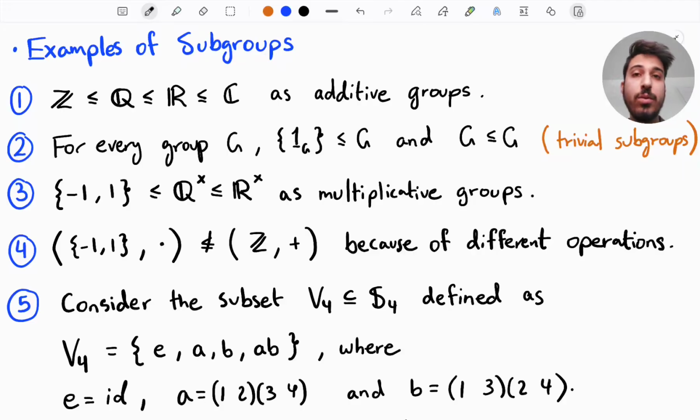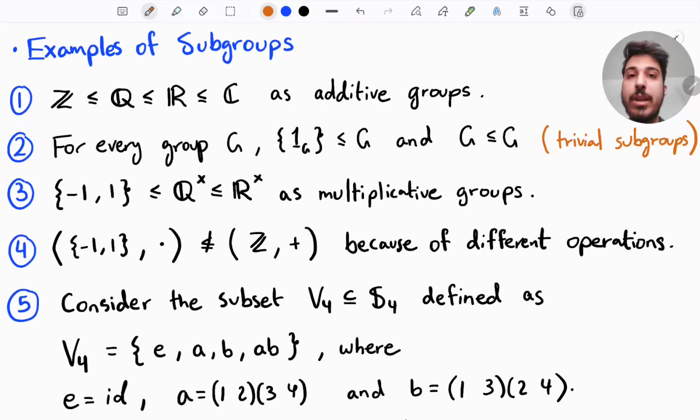Note that it's important to specify the operation here, it's addition. So all of these groups have the same operation in common, which is addition. Secondly, we have that for any group G, the smallest subgroup that there could be inside G is the group containing only the identity in G, since we've already mentioned that for any subgroup H in G, the identity of H should be the identity of G. So this is the smallest subgroup.